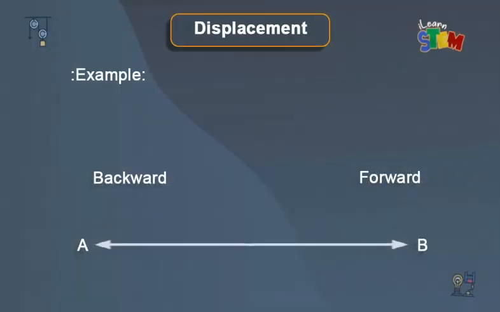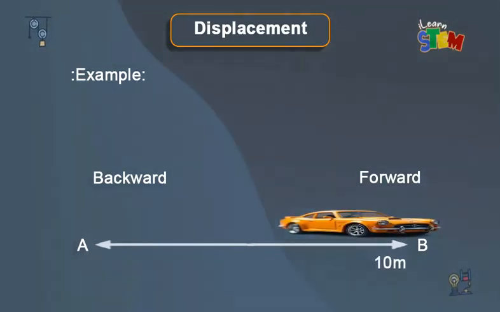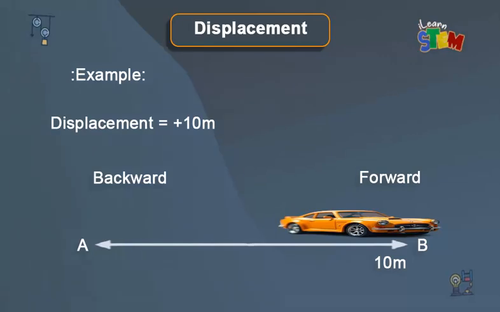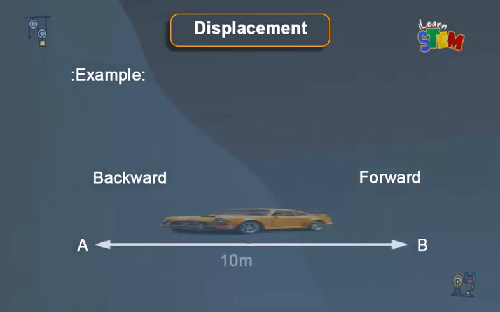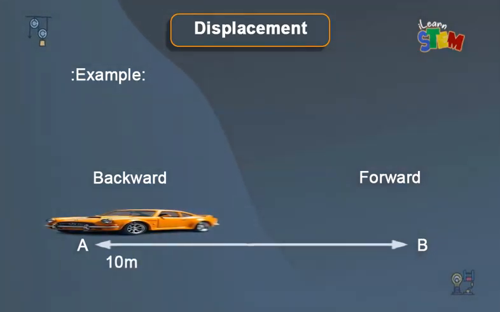Here is an example of when displacement can be considered either positive or negative. A car moves 10 meters forward from point A to point B. If we choose the forward direction as positive, the displacement is plus 10 meters. The same car moves 10 meters backward from point B to point A. If we still choose the forward direction as positive, the displacement is minus 10 meters.